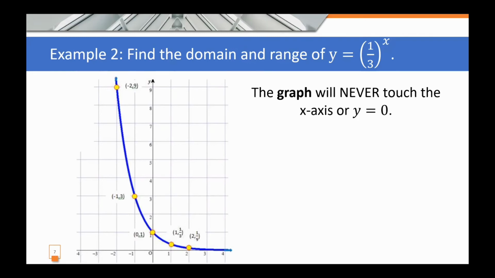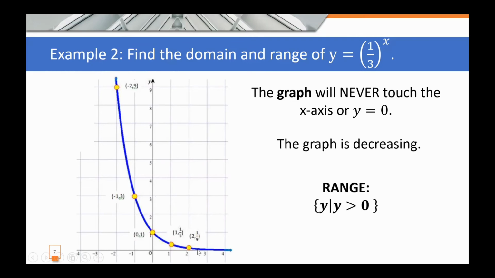The graph will never touch the x-axis. Etong graph na to, this will never ever touch the x-axis or line y equals 0. So here, the range is y such that y is greater than 0. 0 is not included kasi nga yung graph hindi naman mag-cross or hindi naman magta-touch sa x-axis or sa line na y equals 0. This can be also written, the range, as 0 to +infinity.